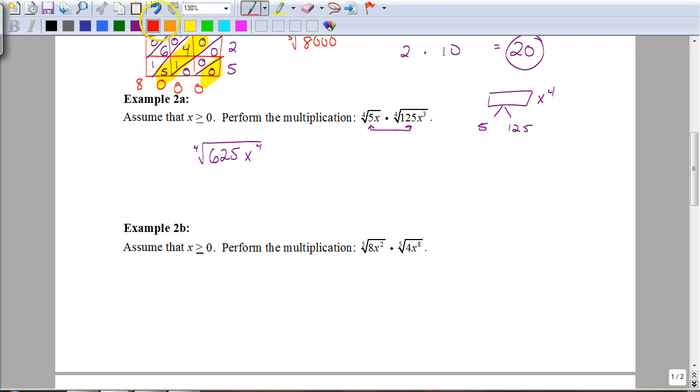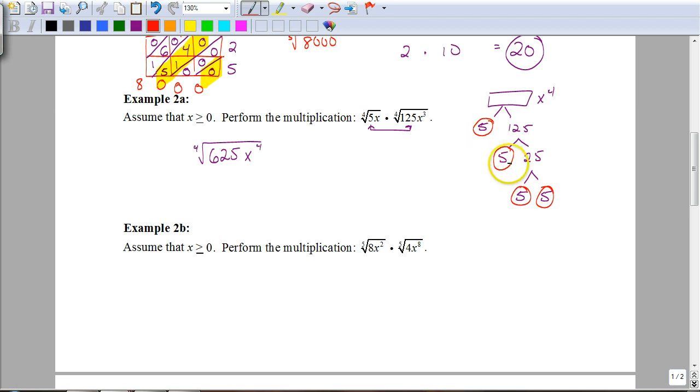Well, 5 is a prime number. Now, when I do a factor tree, anytime I come across a prime number, I circle it, because that helps me remember to include it in my final answer. Now, 125. I want to think of two numbers that multiply together to give me 125. Well, I know, since it ends in 5, that 5 is going to work. And it just so happens that 5 times 25 gives me 125. 5 is a prime number, so I'm going to circle that one. 25, well, that's easy. 5 times 5 gives me 25. Both of those are prime numbers, so I'm going to circle those.